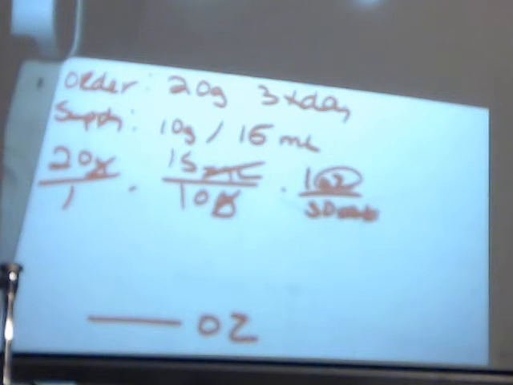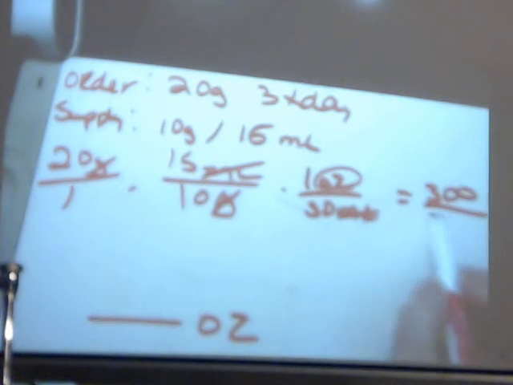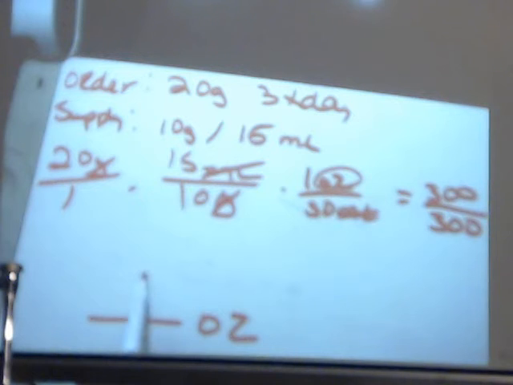So now we're going to multiply all the way across the top. 20 times 15 times 1 equals 300. And then we're going to multiply 10 times 30, which also equals 300, which means we're going to give 1 ounce. Right? 300 divided by 300 equals 1. Okay, so that's number 4.